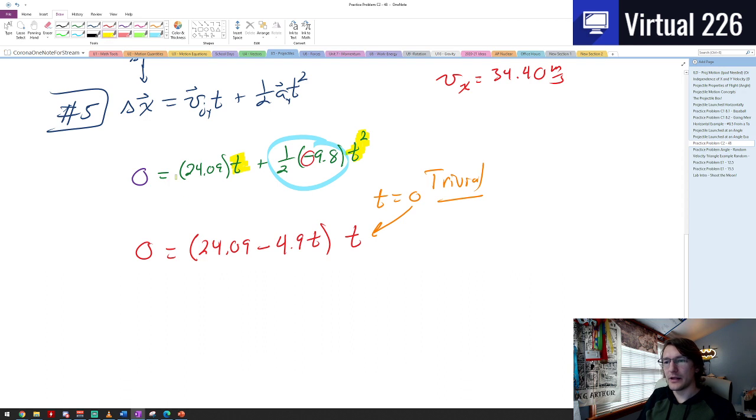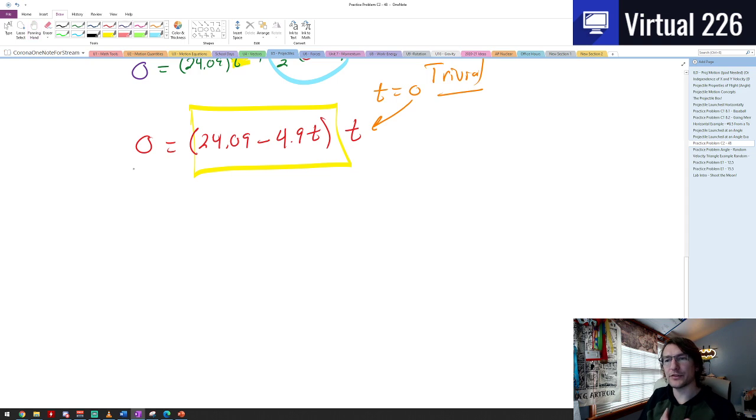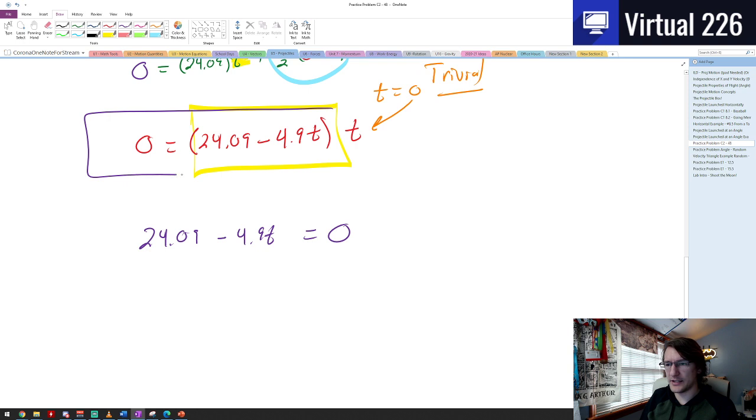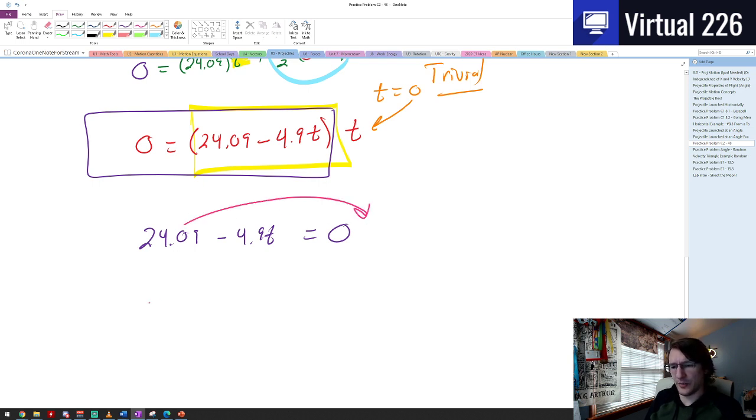So if we solve this and set that equal to 0, that will give us our second possible time. So what we care about here is saying that 24.09 minus 4.9t equals 0. Because if I look at this and set that equal to 0, this will be true. The ball will hit the ground again. And now we can just solve this. Billion different ways to do this algebra, whichever way you like to see it first. What I'm going to do is subtract the 24.09 to the other side. So I'm going to get negative 4.9t equals negative 24.09.